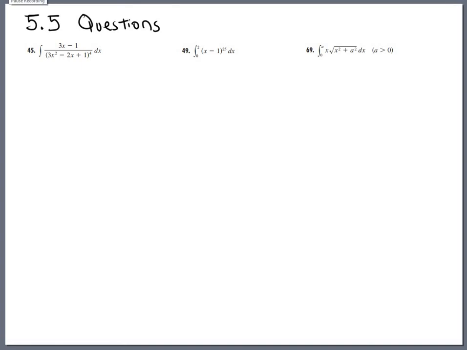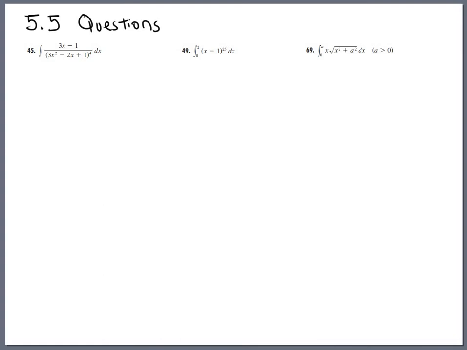So I had a few questions from the 5.5 homework, so I wanted to run through these three. And I think for 45, part of the question there was, how do you know how to pick the U on this? And part of it's a little bit of just experimentation.